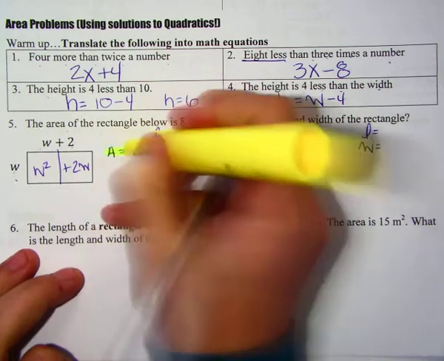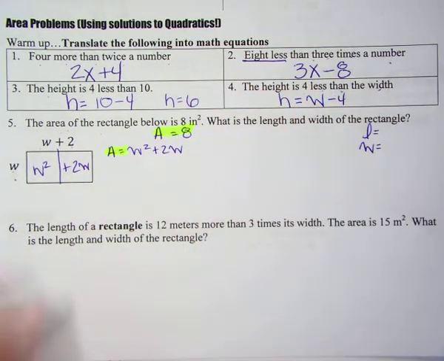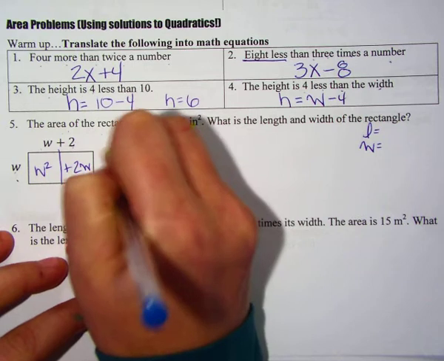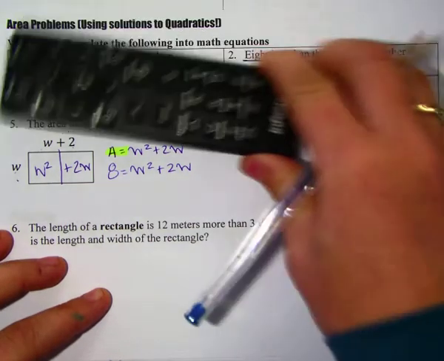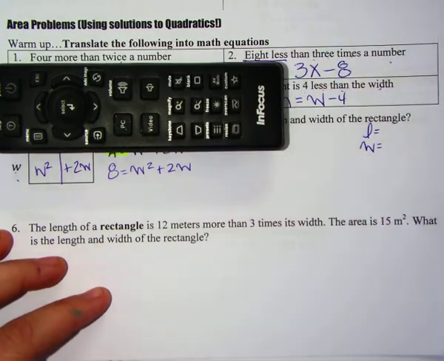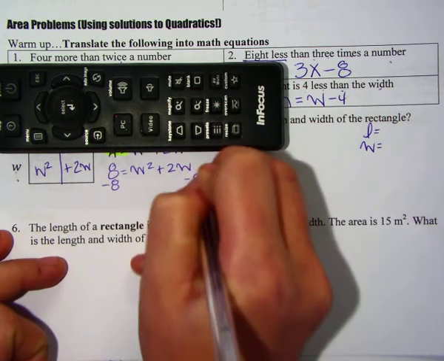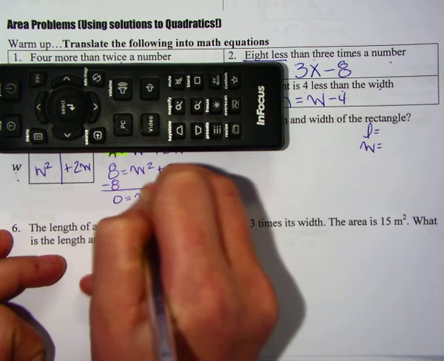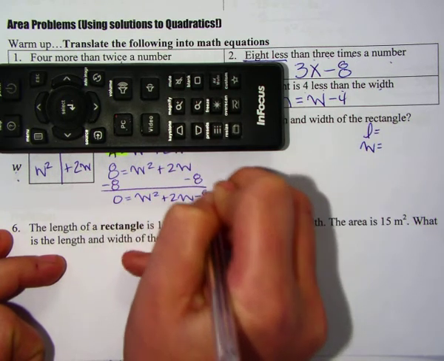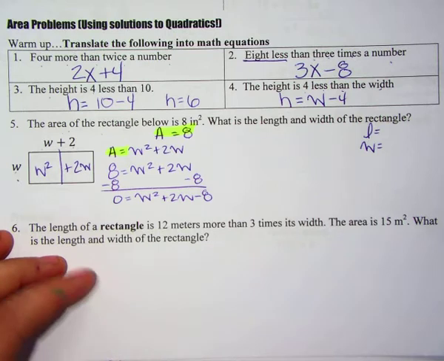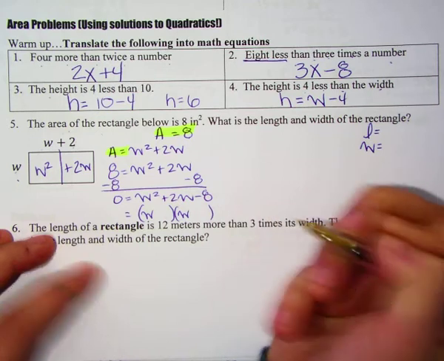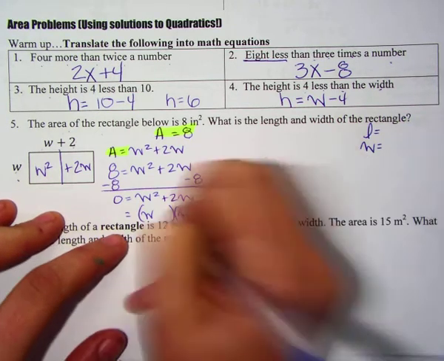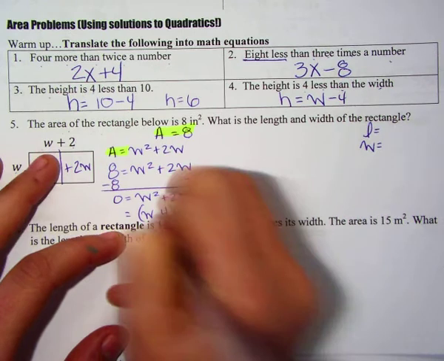But we also know that the area is 8. So I'm going to substitute 8 in for a. Now, let's ignore the fact that this is an area problem. If I asked you to solve for w, you would subtract 8 on both sides so that it's set equal to 0. Then you would factor again, so you can use the zero product property. Two numbers that multiply together to get 8, 4 and 2, that combine to get a positive 2.